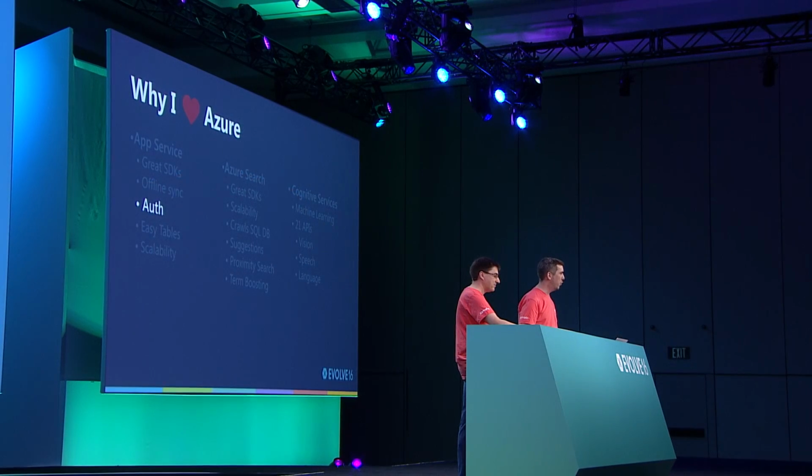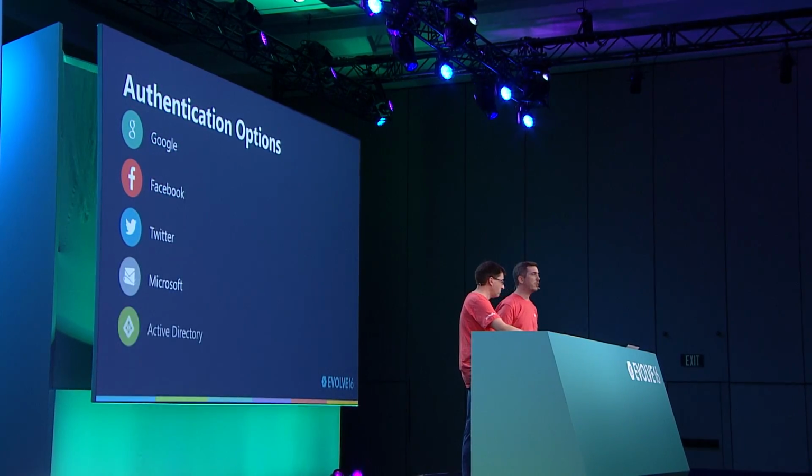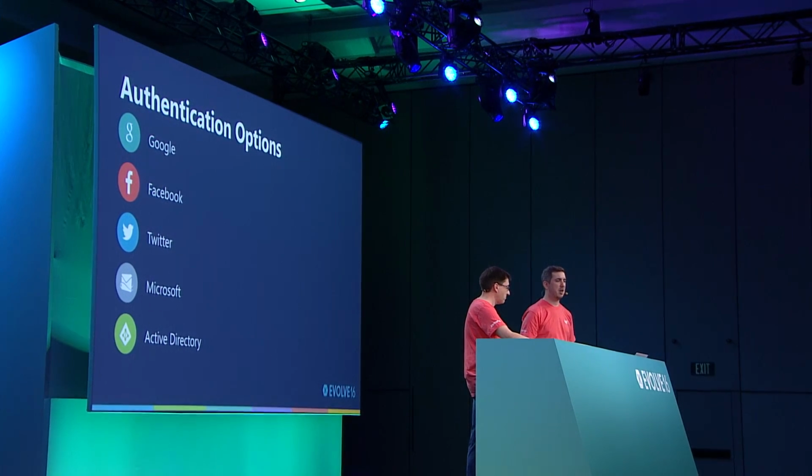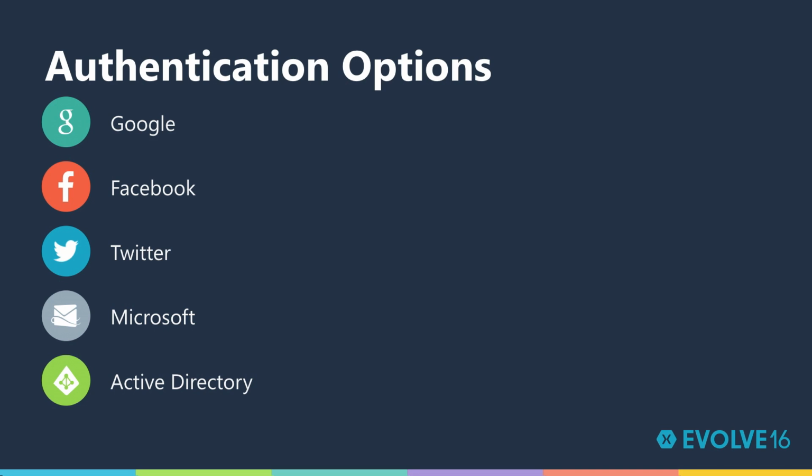It's amazing. So I want to talk very quickly about Auth, because we didn't do any authentication in this app. If you guys know the endpoint that we're using, you could have ruined the demo if you wanted to. So authentication is pretty important. Let's quickly talk about that. You get a couple of authentication options with App Service. You can use Google, Facebook, Twitter, Microsoft, or Active Directory. Now, you can also roll your own if you want to.